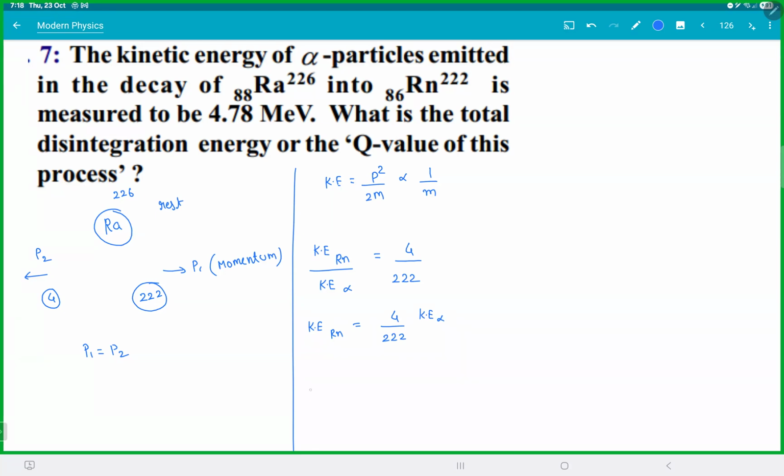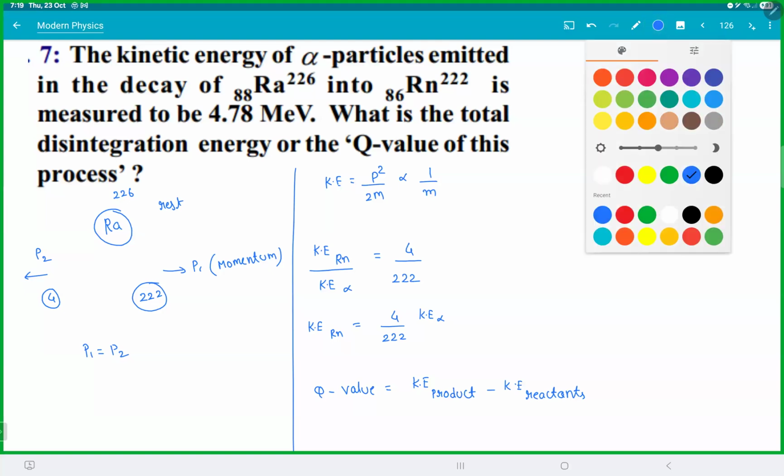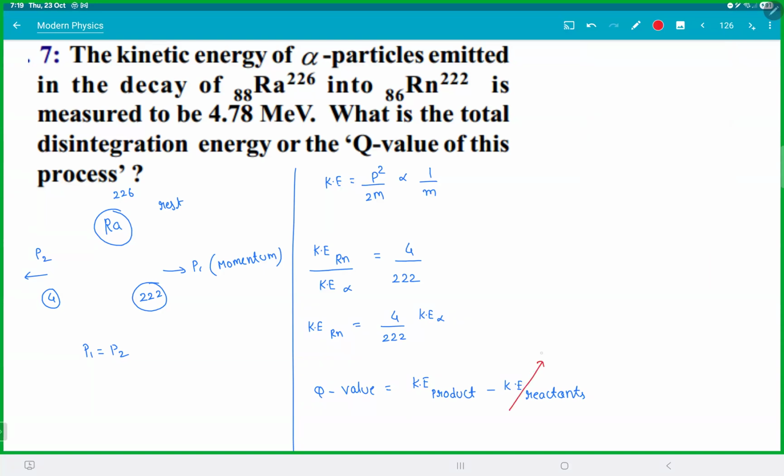Now, what is Q value? If you remember, Q value fundamentally is nothing but kinetic energy of the products minus kinetic energy of the reactants. Like I said, whatever energy you're releasing, it is actually released in the form of kinetic energy. There's nothing called heat and all that stuff. Heat is nothing but molecular kinetic energy. And the reactant's kinetic energy is 0 because it is not moving. So kinetic energy of the products is nothing but kinetic energy of alpha particle plus kinetic energy of radon.